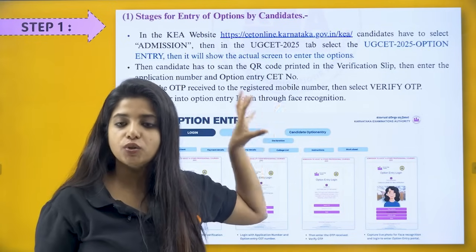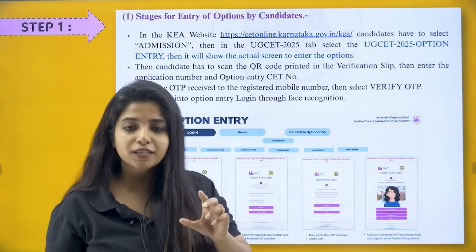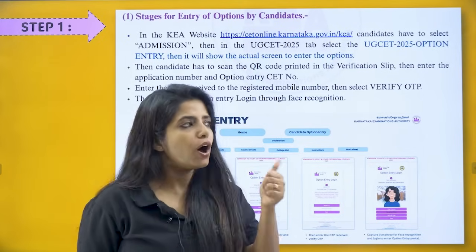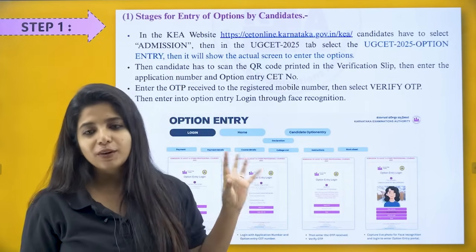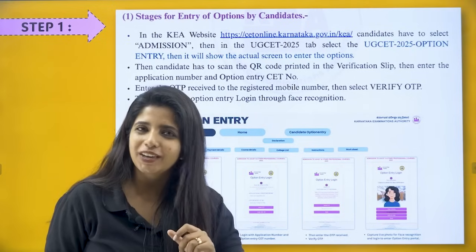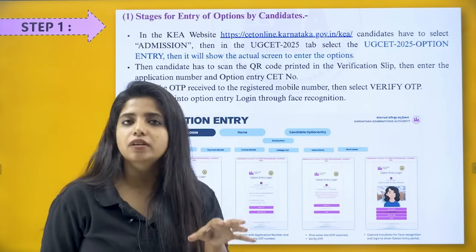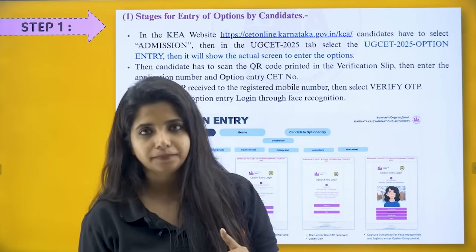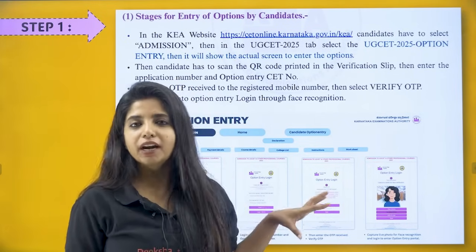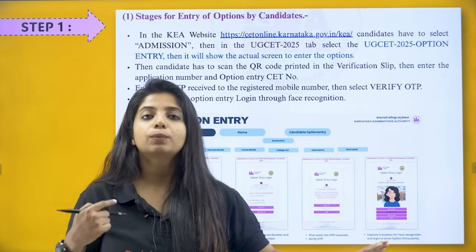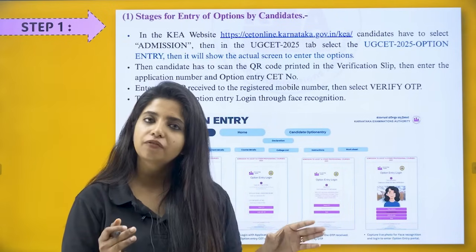Now, once you have clicked on that, what happens? You will get an option to log in. Okay, it can be through QR code or it can be through the CET number. Where will you find both of them? It will be there in the verification slip. Okay, once you do that, my dear children, you would be getting an OTP in your registered mobile number. Okay, you would have to put that OTP over here. That also gets completed. After that, there will be face verification. Your face would be verified.